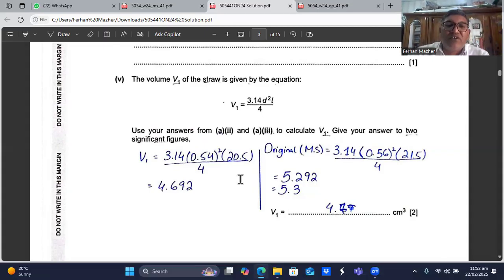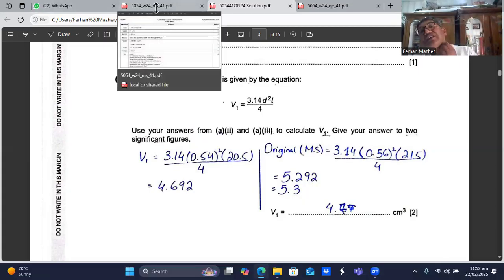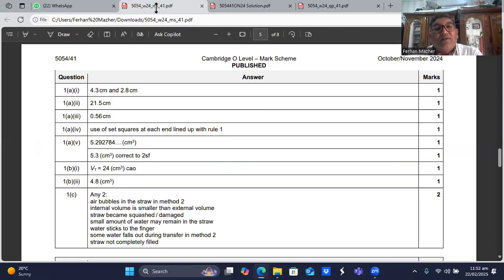So if you go with the original readings, you will get 3.14 into 0.56 whole square into 21.5 divided by 4. So you will get 5.292, which is approximately 5.3. So if we use the values which are given in the marking scheme, then we get this answer. So our answer is 5.3, correct to 2 significant figures.